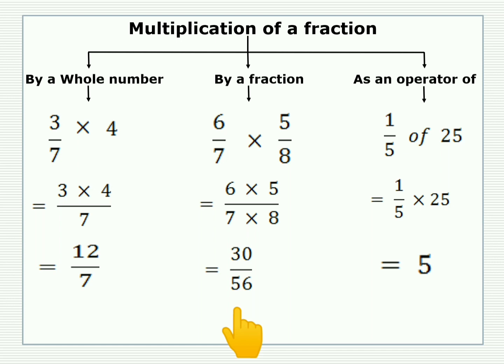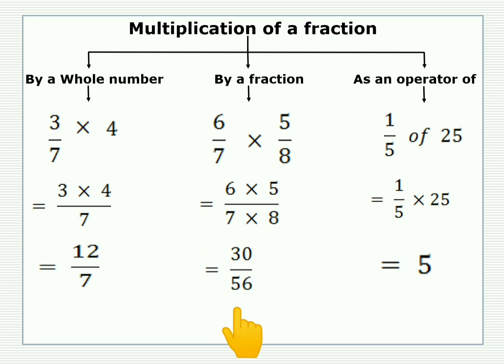Now the second is multiplication of a fraction by a fraction. Here both the fractions are there. Now 6 upon 7 multiplied by 5 upon 8. So what we will do? 6 into 5, both the numerator, upon 7 into 8, both the denominators. And then the product is 30 upon 56. So, when we are multiplying two fractions, multiply the numerator with numerator and denominator with denominator. So, multiplication of two fractions is equal to product of numerator upon product of denominators.